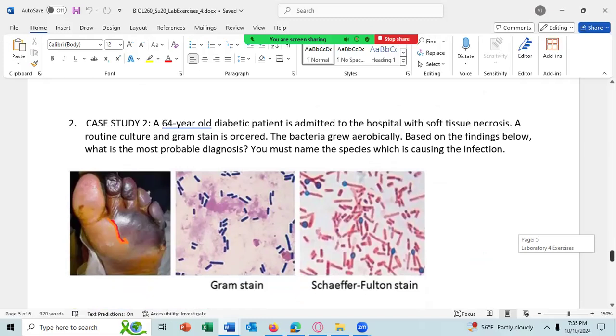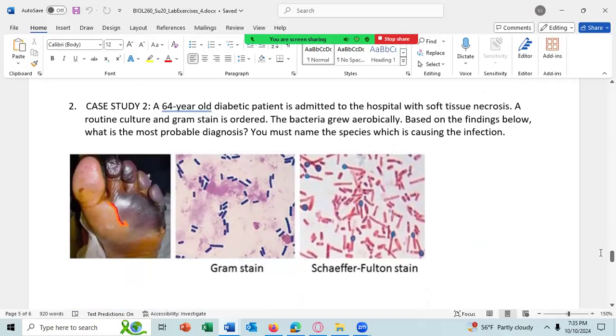Case study 2, a 64-year-old diabetic patient is admitted to the hospital with soft tissue necrosis. A routine culture and gram stain is ordered. The bacteria grew aerobically. Based on the findings below, what is the most probable diagnosis? So here we have tissue necrosis, and that looks really bad. Discoloring of the foot there and there. And then they grew the bacteria and did the gram stain. So there it is there.